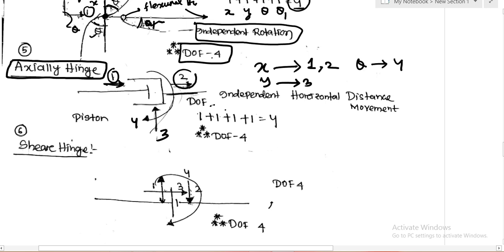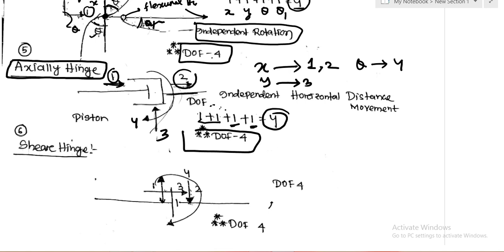So how many total degrees of freedom? See, these are the x part degrees of freedom, this is the y, and this is the rotation. Total degree of freedom will be 4. So the total degree of freedom in the case of an axial hinge is 4. Okay, so horizontal movement is independent, but the rotation and the y movement are dependent.